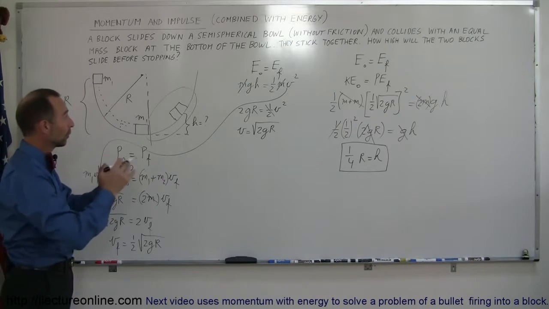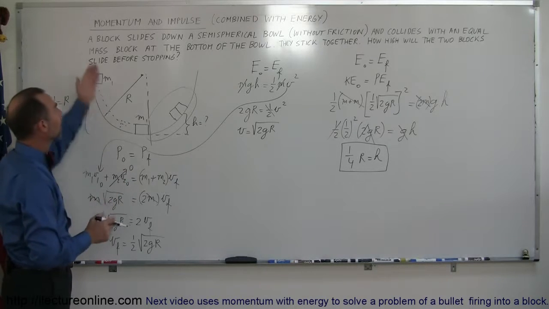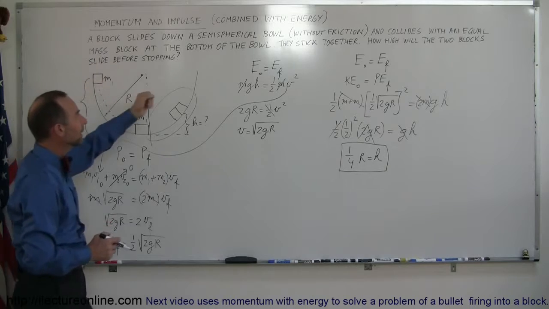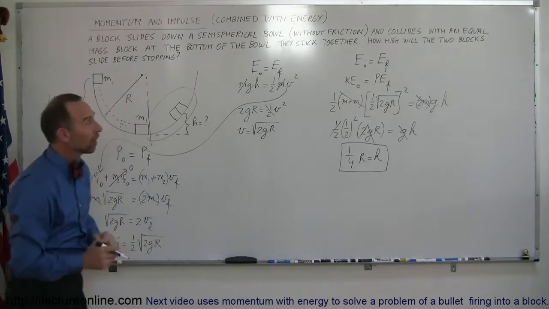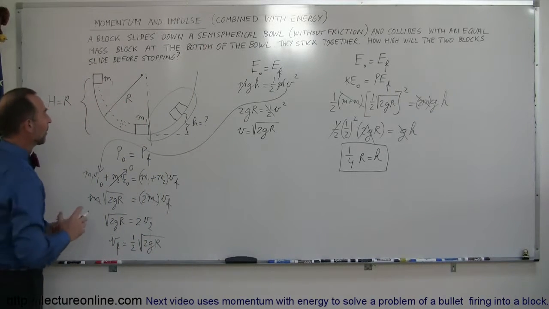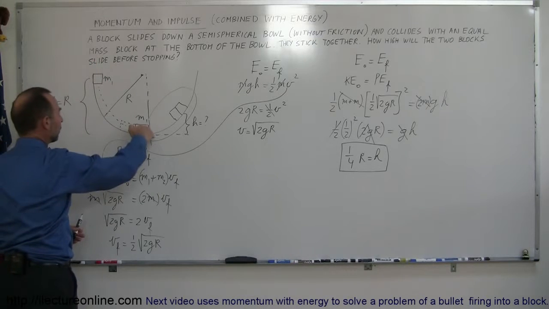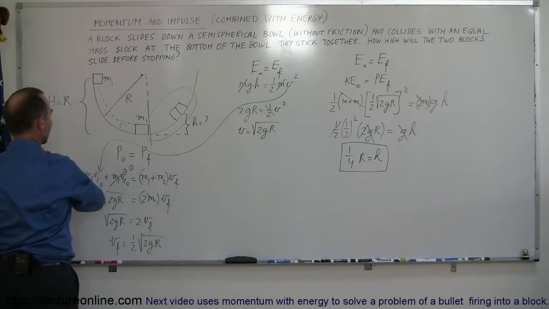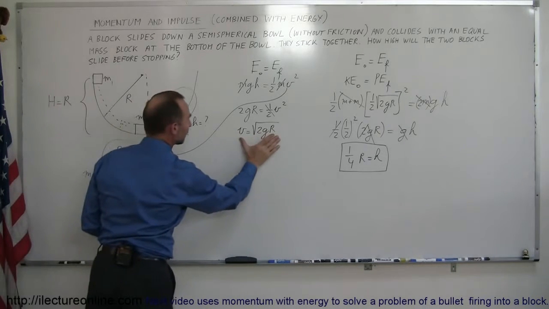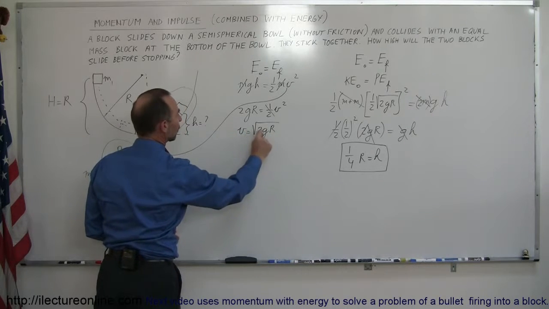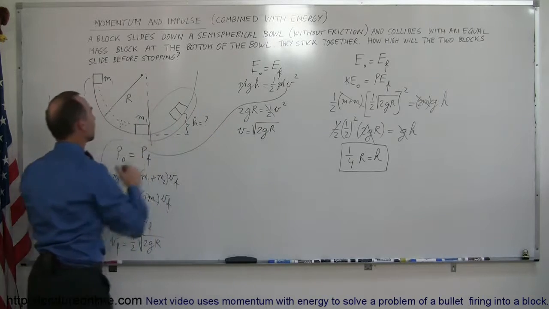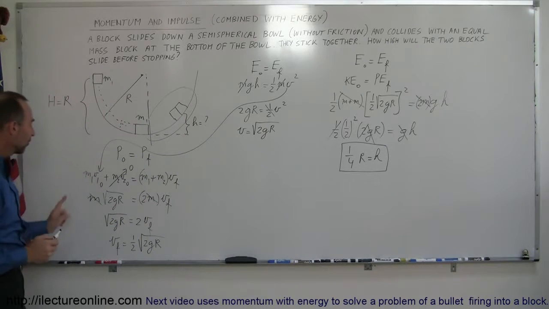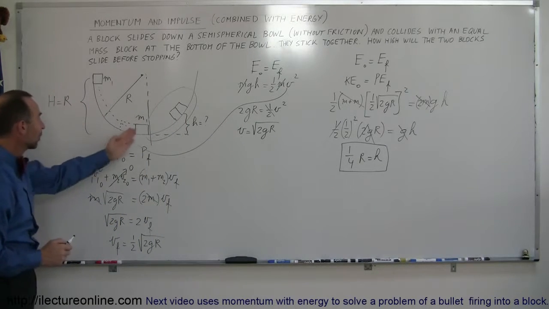Let me review again. A good example of how to work with momentum and combine it with the conservation of energy. So here we have a situation where a block slid down the bowl. To find out what the velocity is when this block reaches the bottom, we use conservation of energy to do that right here. So we know that velocity is equal to the square root of 2gr, the radius of the bowl. So that would be the velocity that the block has when it collides with the other block.